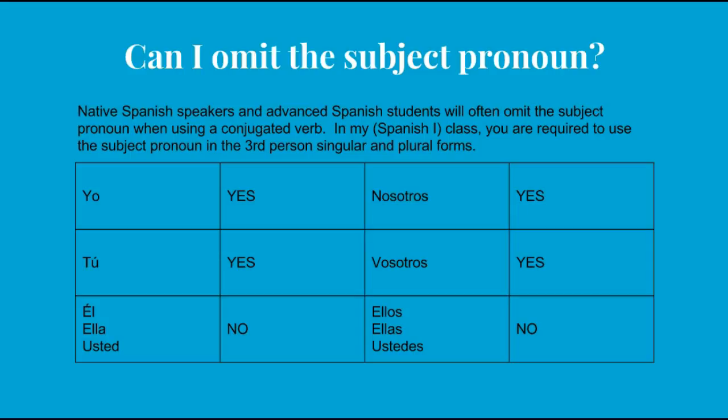The reason I ask you to always include the subject in the third person singular form, which would be él, ella, usted, or the third person plural form, ellos, ellas, ustedes, is because if you don't add the subject and you just say, for example, baila, I don't know if you're saying that he dances, she dances, my mom dances, the little boy dances. So that's why I ask you to use your subject pronouns specifically with third person singular and plural forms, at least for now. And then when you get more advanced and more comfortable with the Spanish language, it would be appropriate to drop those as well.